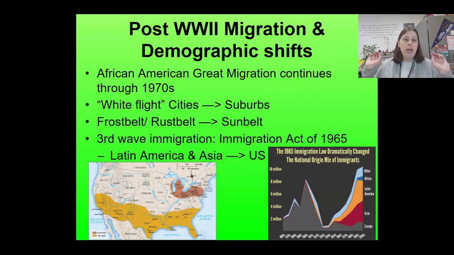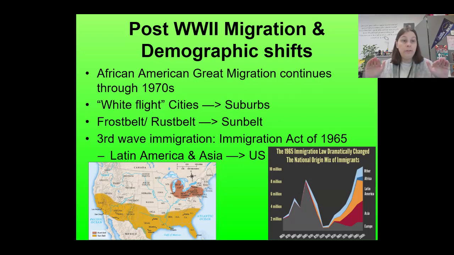Speaking of immigration, the three that we've talked about so far are migration inside of the United States, but there are also immigration changes, people coming to the U.S., that are different. In 1965, under Johnson during the Great Society, the United States passes the Immigration Act of 1965.